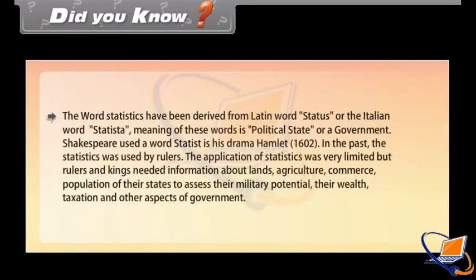Did you know? The word statistics has been derived from the Latin word status or the Italian word statista, meaning political state or a government. Shakespeare used the word statist in his drama Hamlet in 1602. In the past, statistics was used by rulers. The application of statistics was very limited, but rulers and kings needed information about lands, agriculture, commerce, and population of their states to assess their military potential, their wealth, taxation, and other aspects of government.